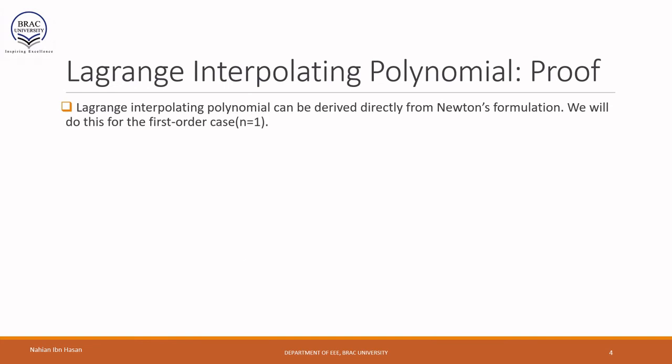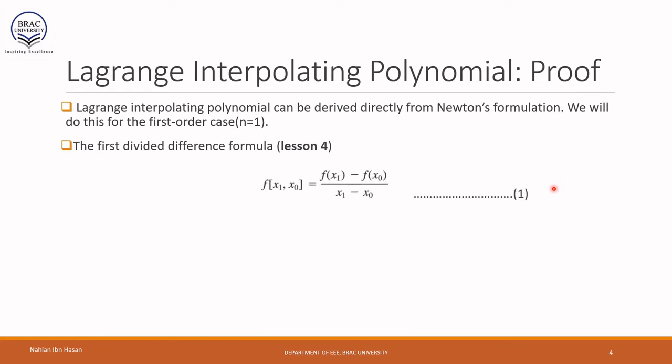So the Lagrange interpolating polynomial can be easily determined from Newton's formulation. If you remember Newton's formulation from the previous lesson, you can easily see that this Lagrange polynomial is nothing but the extension of those Newton interpolating polynomials. So let's say, for example, we want to prove the first order Lagrange interpolating polynomial from Newton's interpolation. So for first order, n is going to be equal to 1, and if you remember the first divided difference formula, it looks something like this.